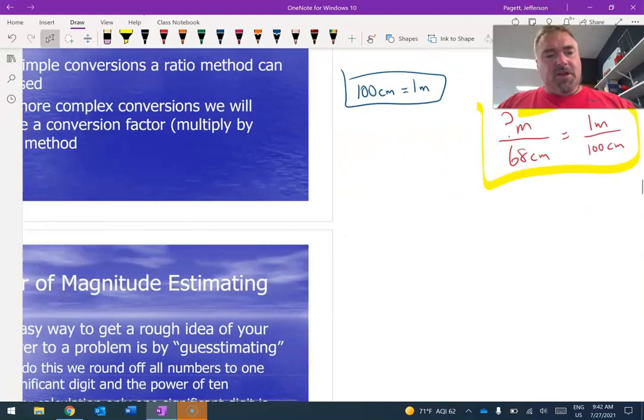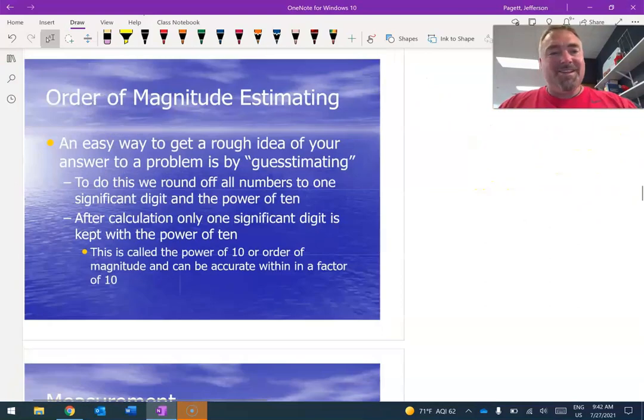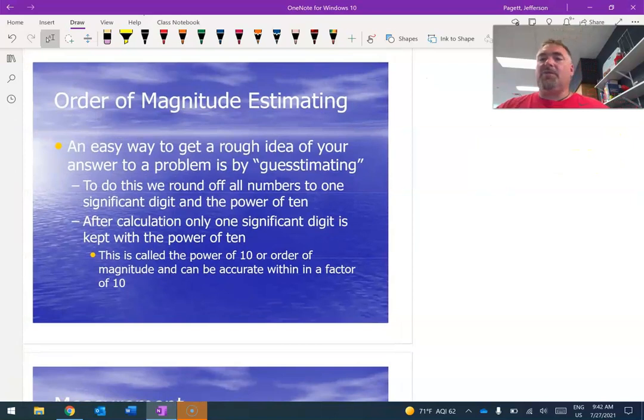And the last thing I'm going to talk about today, almost second to last thing, is order of magnitude estimating. Now, this is something new, okay? An easy way to get a rough idea of your answer to a problem is by guesstimating, okay? And because we deal with such large numbers, and sometimes it's just easier to punch it all in the calculator, sometimes we get what, you've heard me say it before, the fat finger syndrome, okay, where you put in something wrong. So if you do an order of magnitude estimate, that's going to give you a rough idea of the correct answer.